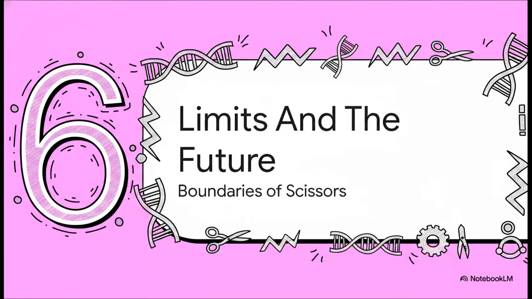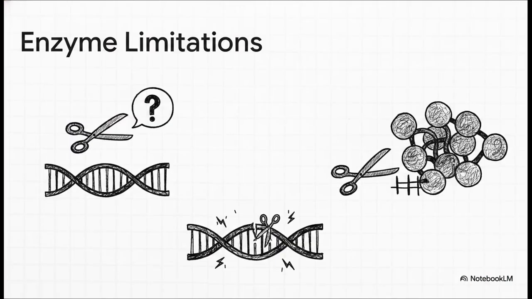Finally, let's talk about the constraints in Section 6, Limits and the Future, the boundaries of the scissors. So, despite how incredibly transformational they are, restriction enzymes do have some limits we have to work around. First up, they absolutely mandate specific recognition sequences. If the DNA doesn't have the exact sequence the enzyme is looking for, well, you can't make the cut. Second, biology is messy, right?